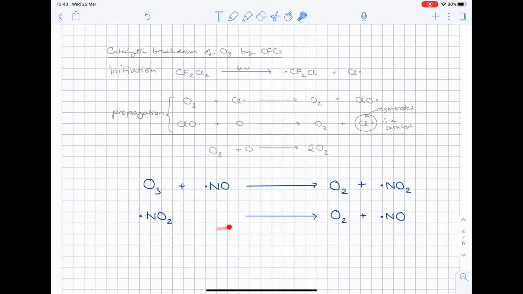And finally, we find out what's here by balancing this step. So we have nitrogen on both sides and radicals on both sides. We have 2 oxygens here and 3 here. So this will be the oxygen from the steady state reactions in the upper atmosphere, which is identical to this step in the mechanism for the breakdown of ozone by CFCs. So these two mechanisms are virtually identical. The only difference is the radicals.